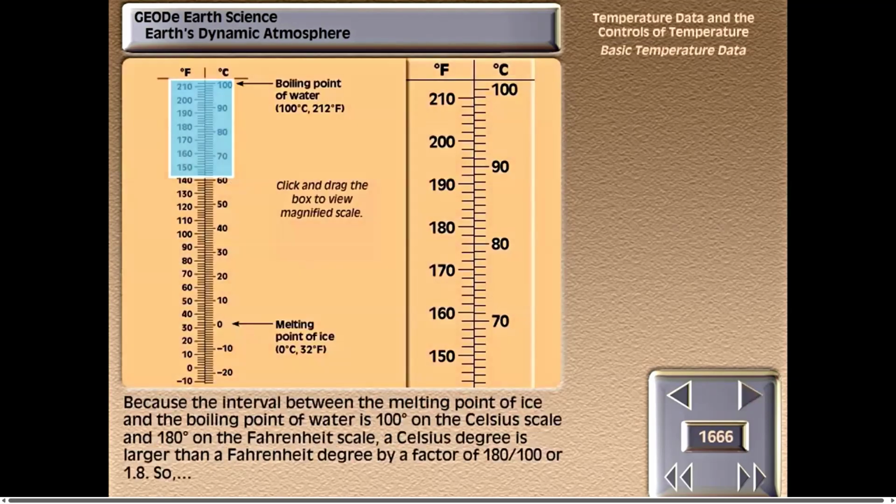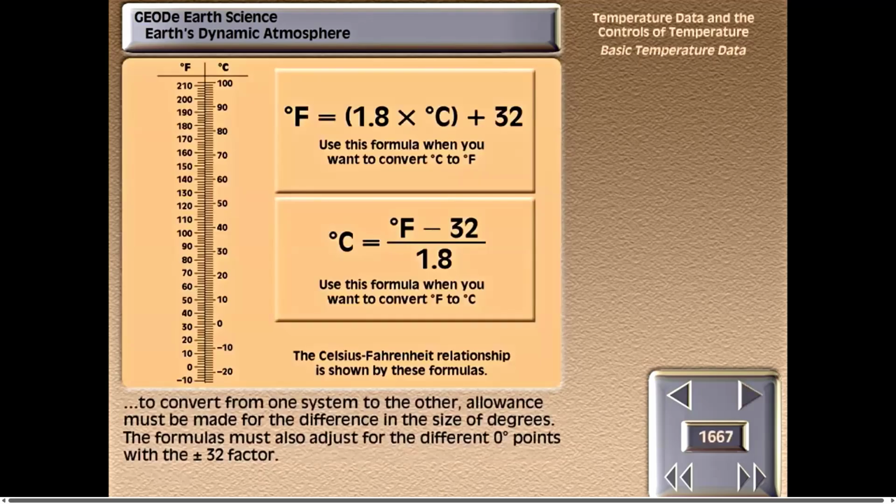Because the interval between the melting point of ice and the boiling point of water is 100 degrees on the Celsius scale and 180 degrees on the Fahrenheit scale, a Celsius degree is larger than a Fahrenheit degree by a factor of 180 over 100, or 1.8. So, to convert from one system to the other, allowance must be made for the difference in the size of degrees. The formulas must also adjust for the different 0-degree points with the plus or minus 32 factor.